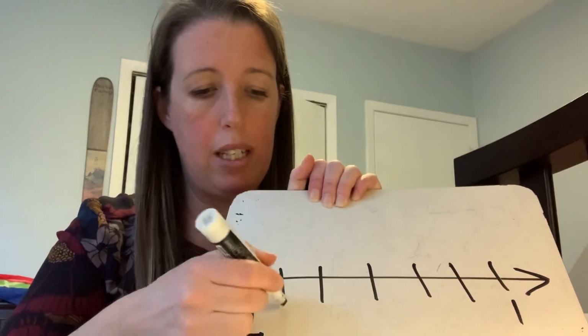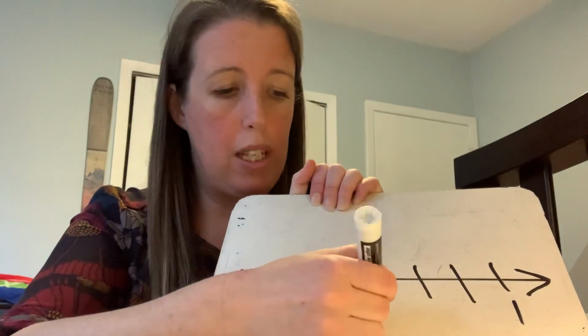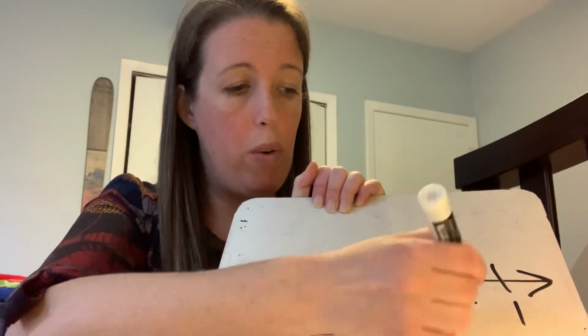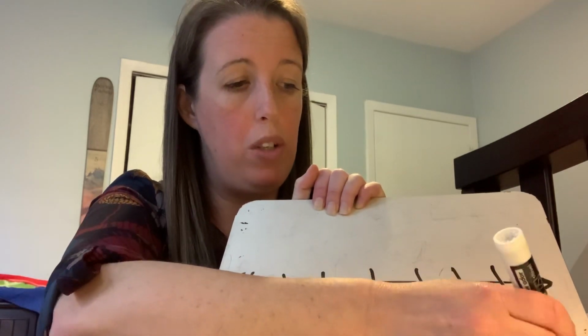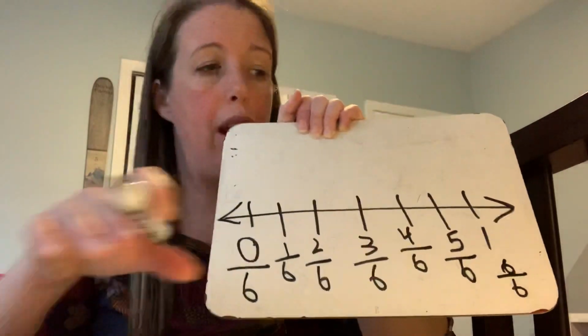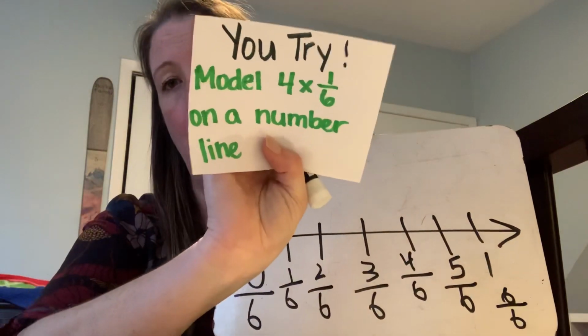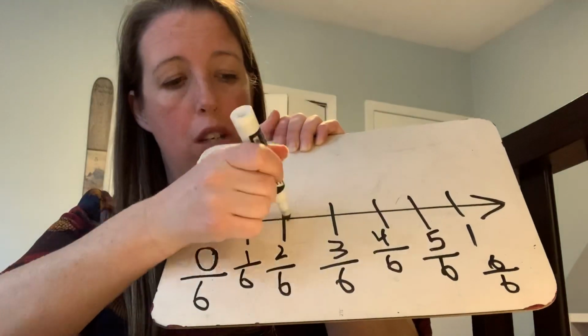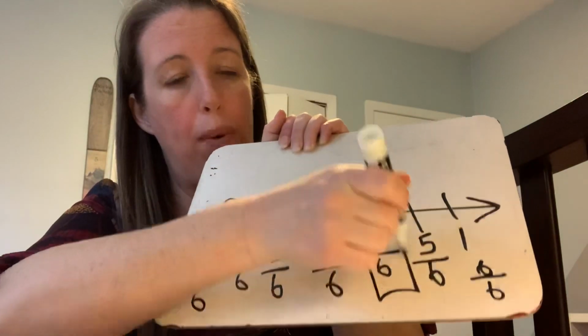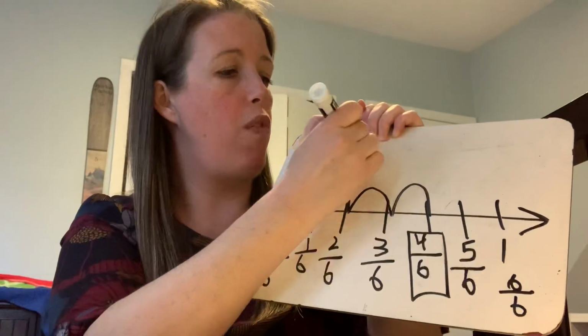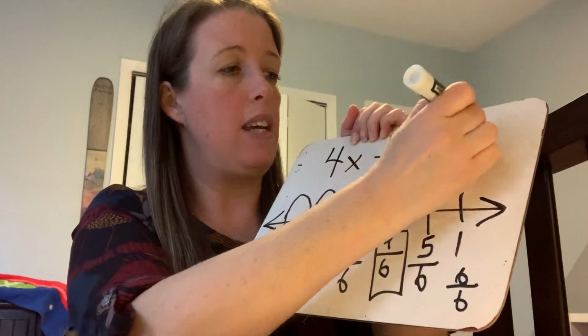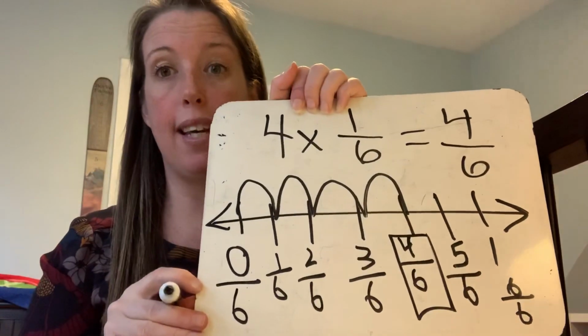So this would be 0/6, 1/6, 2/6, 3/6, 4/6, 5/6, and 1 whole is equivalent to 6/6. And now I have to show 4 jumps starting at 0. 1, 2, 3, 4. Where do I land? On 4/6. So 4 jumps of 1/6 equals 4/6. All right, hopefully you did well with that one. Now I'm going to show you one that's already been done, and you see if you can figure out what the multiplication sentence was. Here we go.